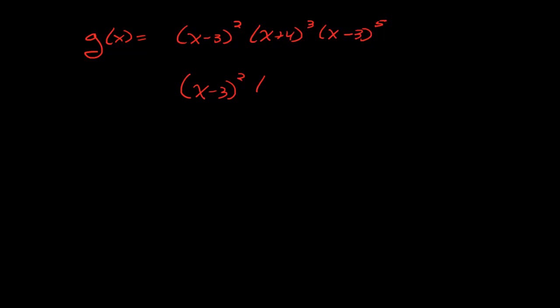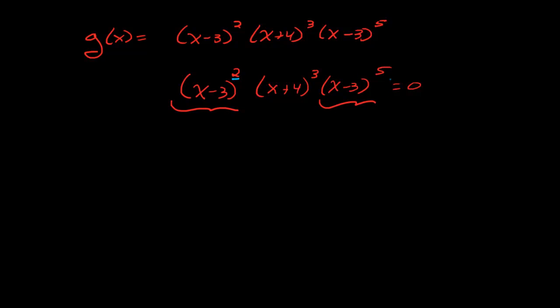Let us say we give you g of x equals x minus 3 squared times x plus 4 cubed times x minus 3 to the 5th power. So be careful here. Notice in this example, if I were to set my polynomial equal to 0, this is a squared, then I have x plus 4 raised to the 3rd times x minus 3 to the 5th. Notice this term is the same and this term is the same.